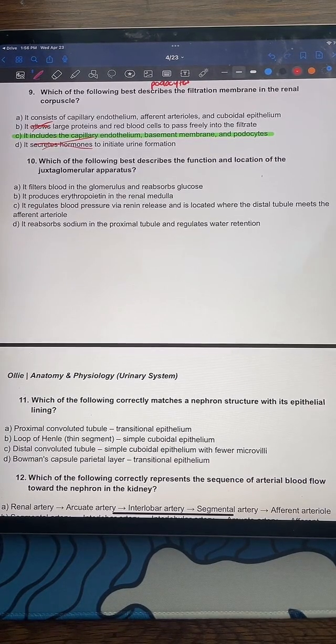So would it be foot processes of podocytes? Yeah. So if you're talking about the structures that have some sort of role in filtration at the glomerulus, then that would be correct. Yes.